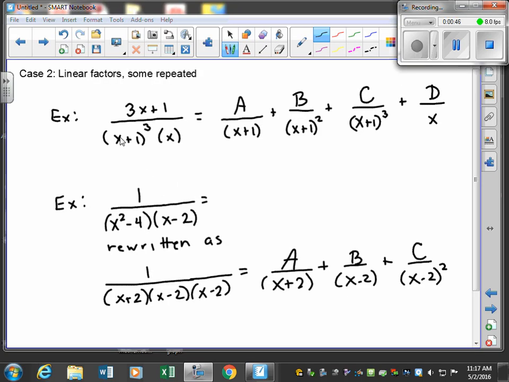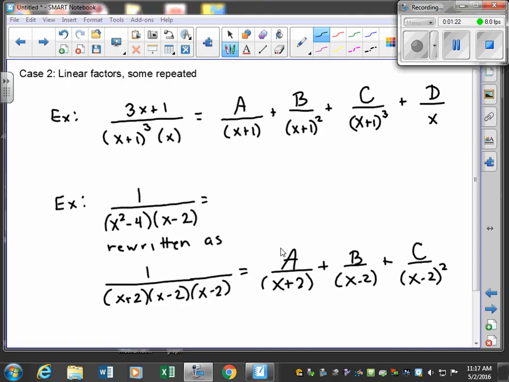Okay, so here we can see that this is a repeated factor. It's to the third. So when that happens, we're going to have the buildup. So you'll have A over x plus 1 to the first power, B over x plus 1 to the second power, C over x plus 1 to the third power, and then we have D over x. Just to get another idea, if I have this, of course this can be rewritten, because this is a difference of perfect squares, as x plus 2 times x minus 2, and then this x minus 2 is just carried down. Well, this now gives x minus 2 a power of 2.